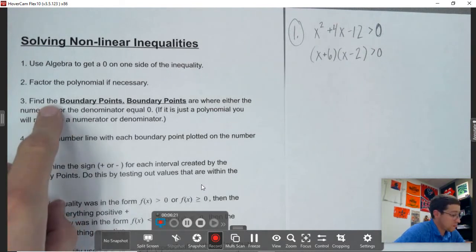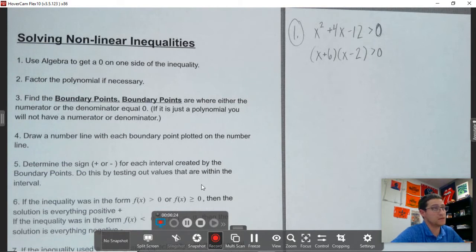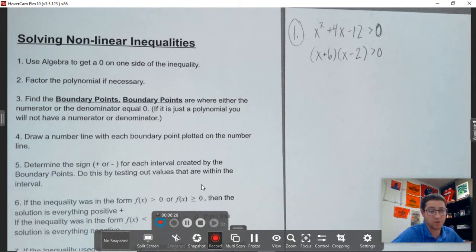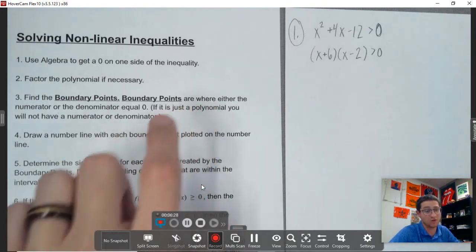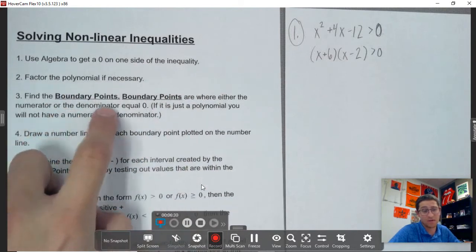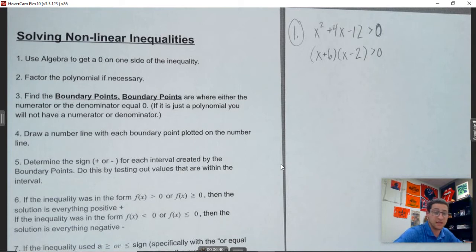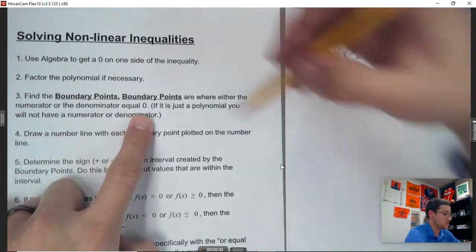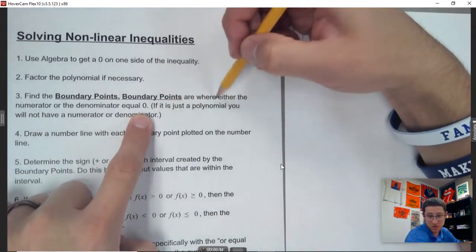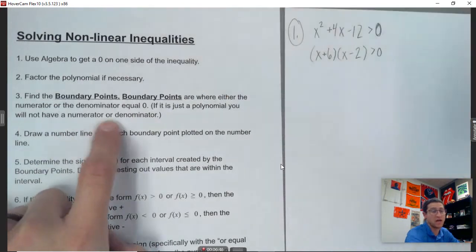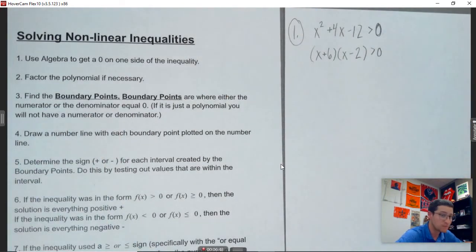Okay, now find the boundary points. Boundary points is a big vocab word for this particular lesson, but the boundary points are essentially where either the numerator or the denominator equals 0. Okay, where it's equal to 0. All right, so notice we don't have a numerator and denominator. We will eventually have one, but we don't have one for this particular case. We just have the polynomial, and it mentions here if it's just a polynomial, you will not have a numerator or denominator. But we're still going to set that part equal to 0.